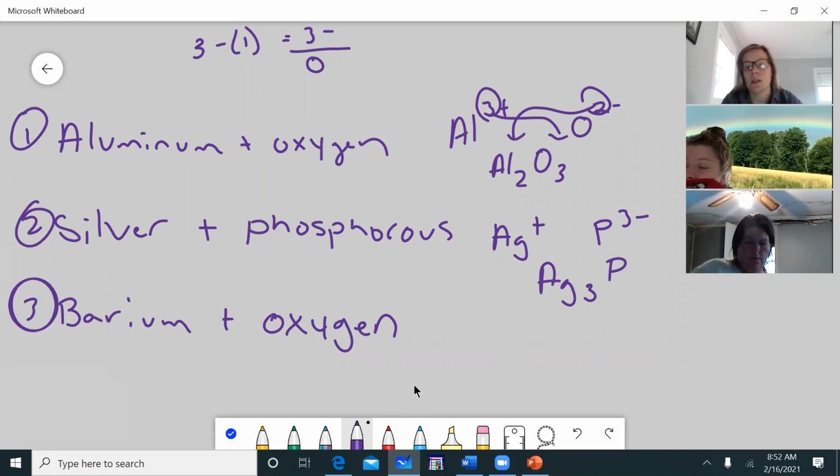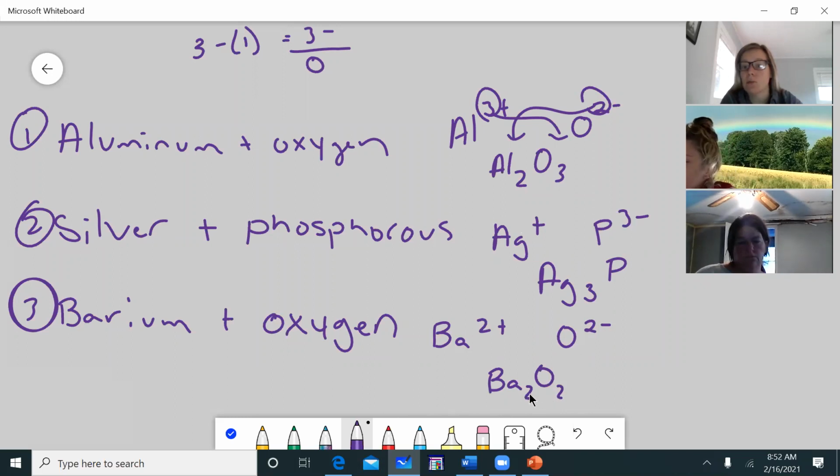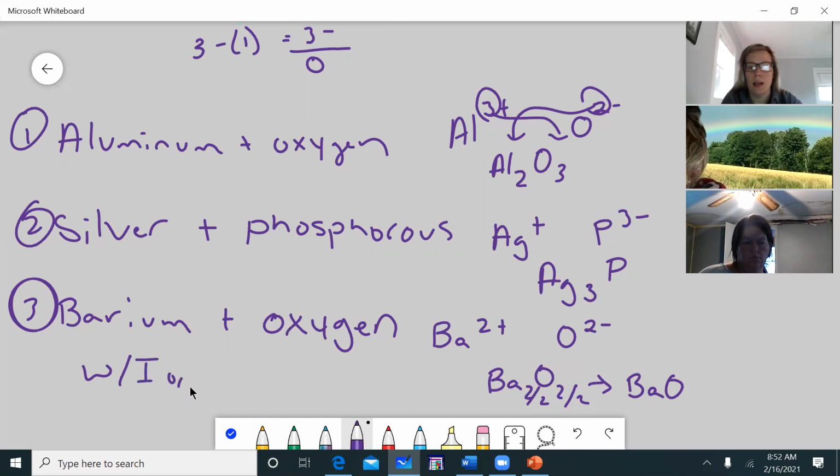Last one, barium and oxygen. This is to show you just a simple thing you always want to do. If you get into this case, barium is a 2+, oxygen is a 2-, flip-flop, you should get Ba2O2. But anytime it's reducible, reduce it. So both of these can be divided by 2, or it becomes barium oxide, 1-to-1. Okay? So with ionics, reduce.